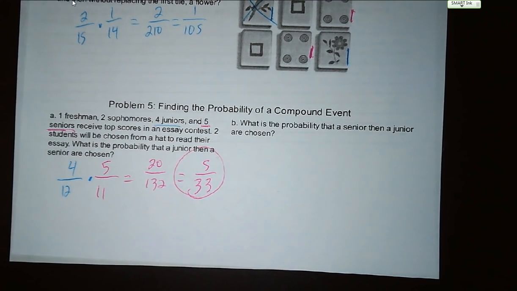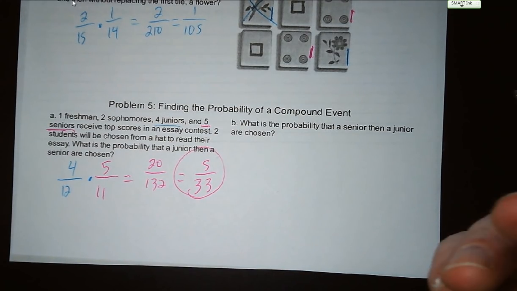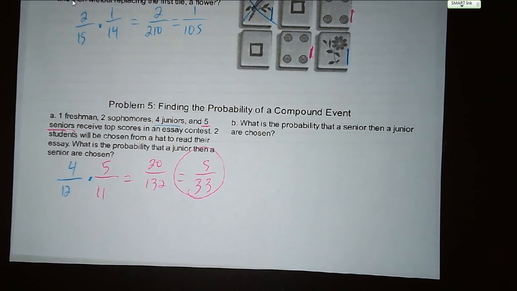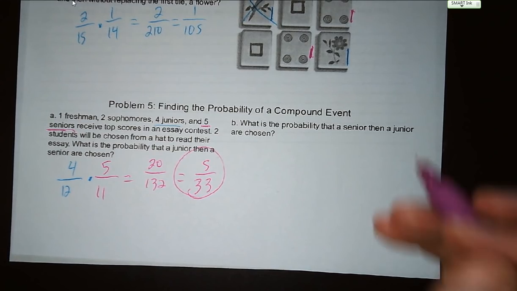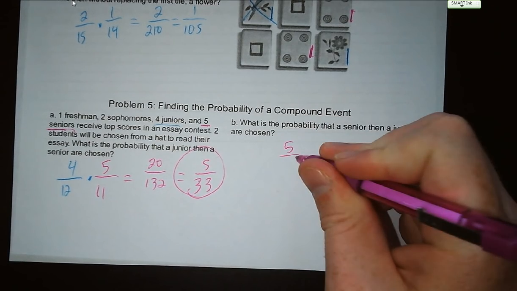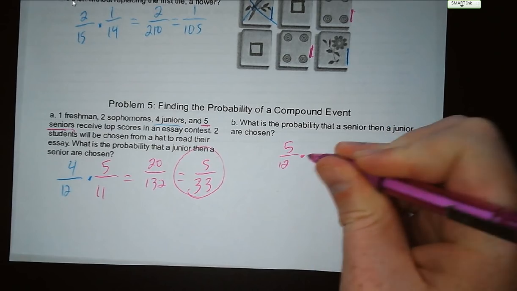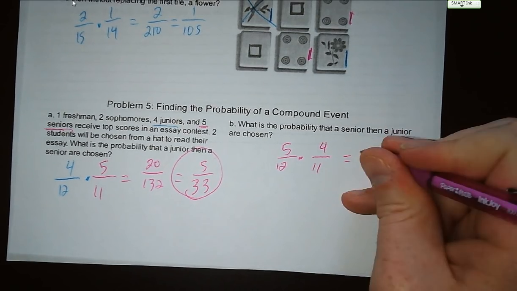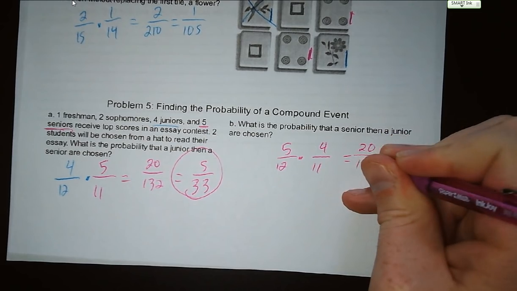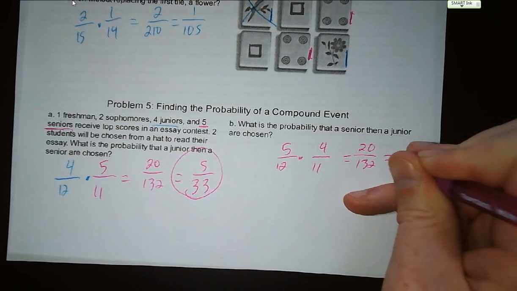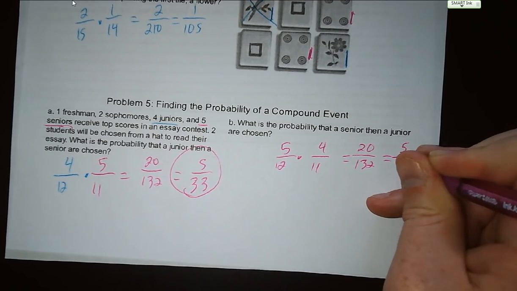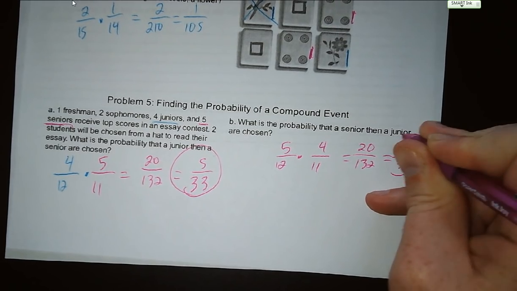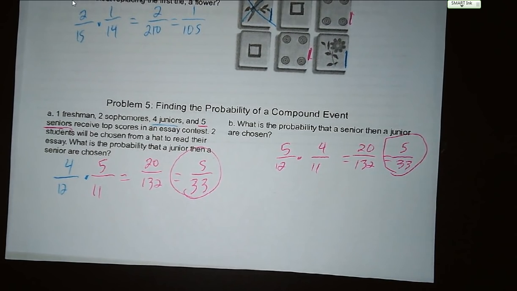Okay? Now let's flip it around. What is the probability that a senior and then a junior are chosen? Well, we have 5 out of 12, and then 4 out of 11, and that's 20 over 132, which equals 5 over 33. Same probability, right? It doesn't matter which order you go in, this probability is going to remain the same.